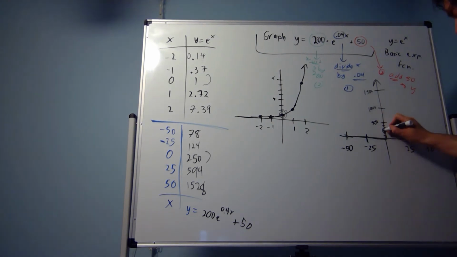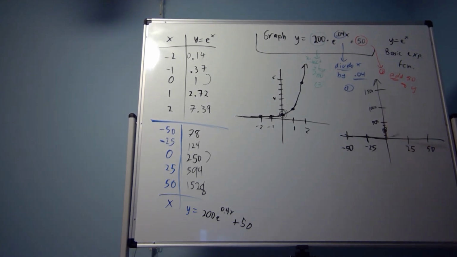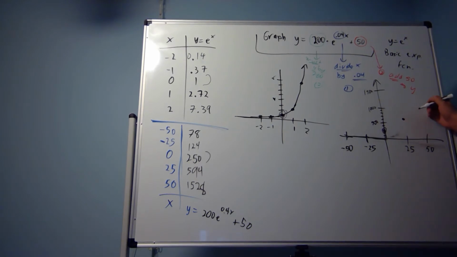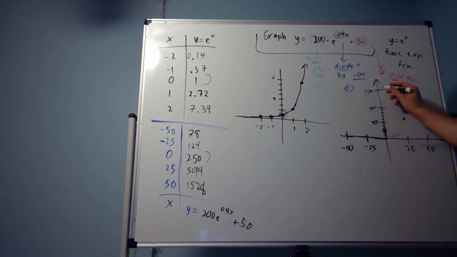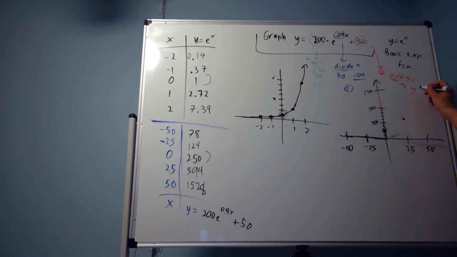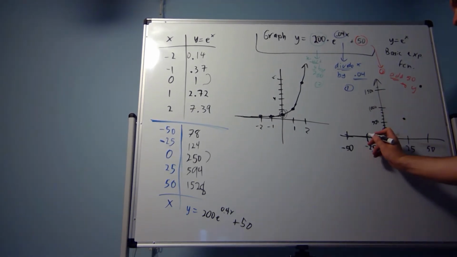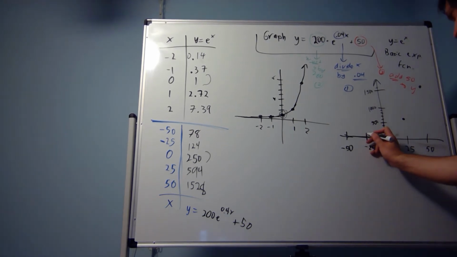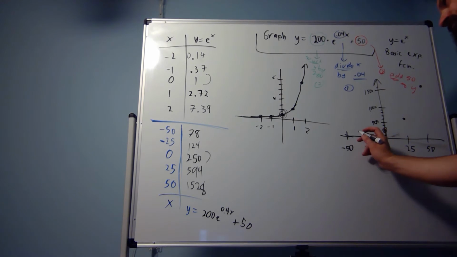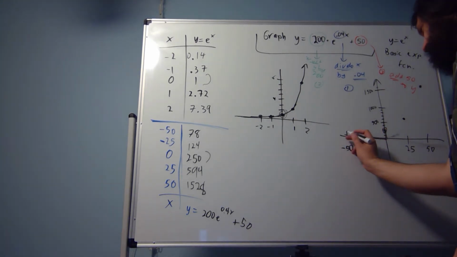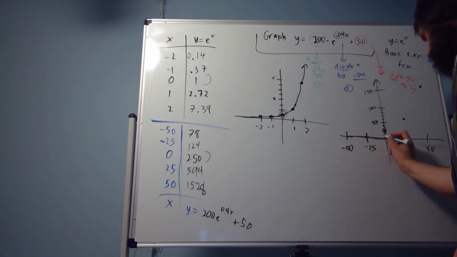So that's the first one, and then when x is 25, we get 594, which is somewhere right about here. 1528 is a little bit higher up here, just a little bit above this hash mark. And then sure, 124 is down here. 78, well, it's not approaching 0, now it's just approaching 50.